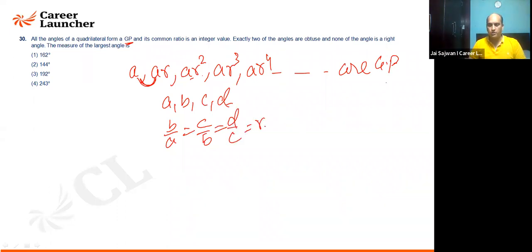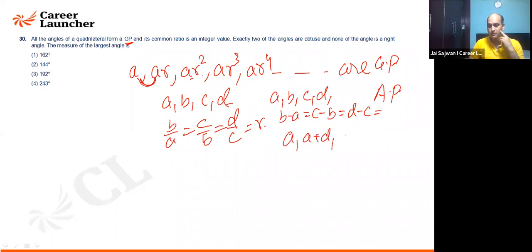This is geometric progression. Arithmetic progression means the difference between the terms comes out to be the same. So B minus A is the same as C minus B is the same as D minus C. The common difference between them is the same, or you can write the numbers as A, A plus D, A plus 2D, where D is the common difference, A plus 3D and so on. These are in arithmetic progression. Now, what is the sum of the interior angles of a quadrilateral?